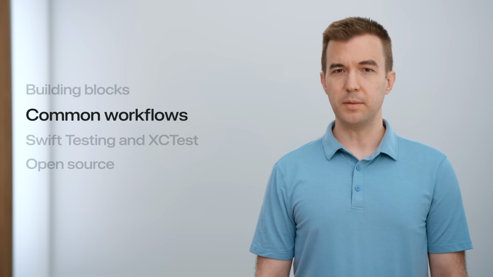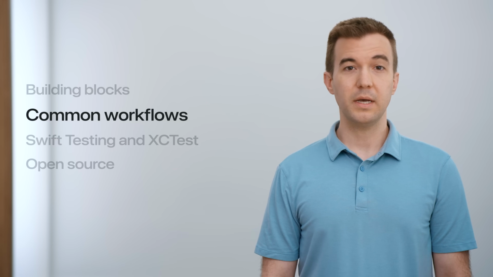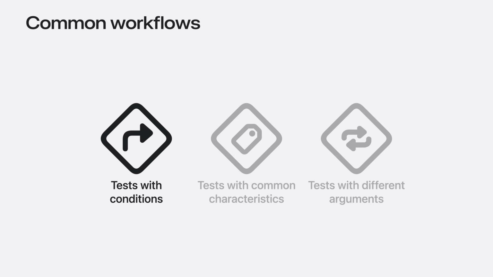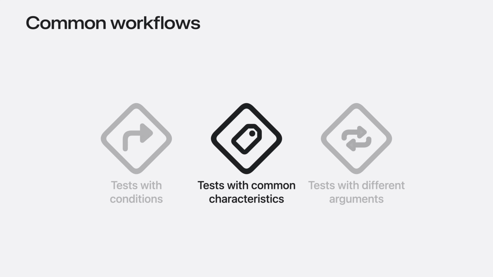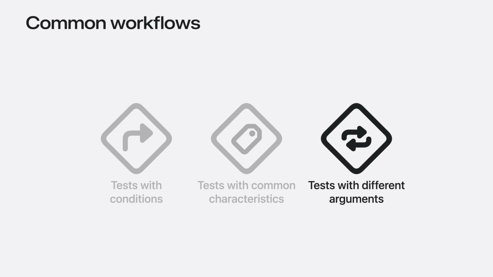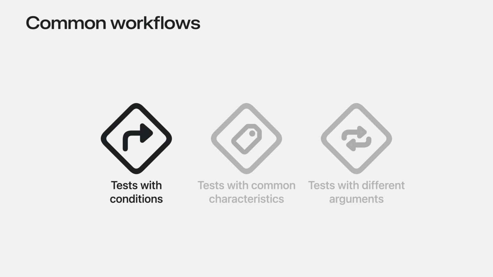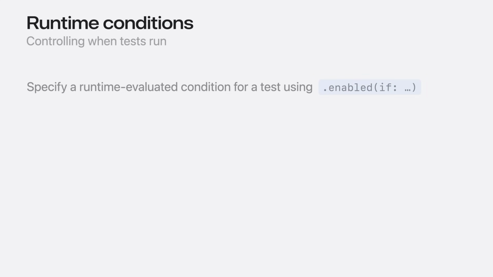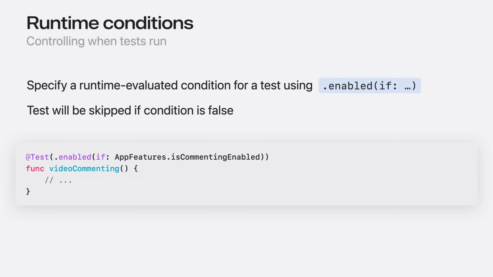Let's now apply those building blocks to some common problems in testing and discuss workflows for addressing them. We'll discuss controlling when tests run, associating tests which have things in common, and repeating tests more than once with different arguments each time. First, test with conditions. Some tests should only be run in certain circumstances, such as on specific devices or environments.